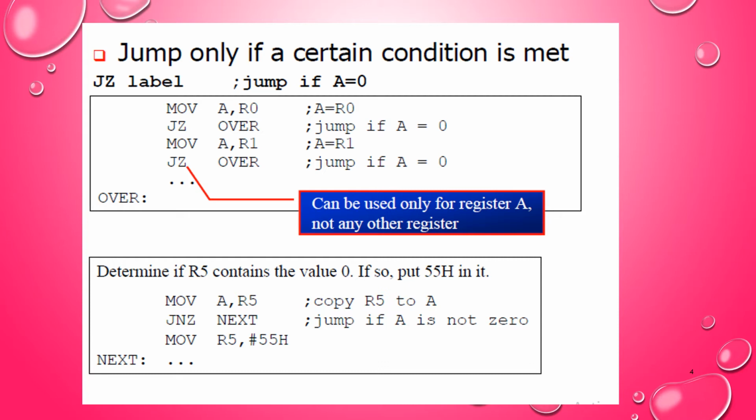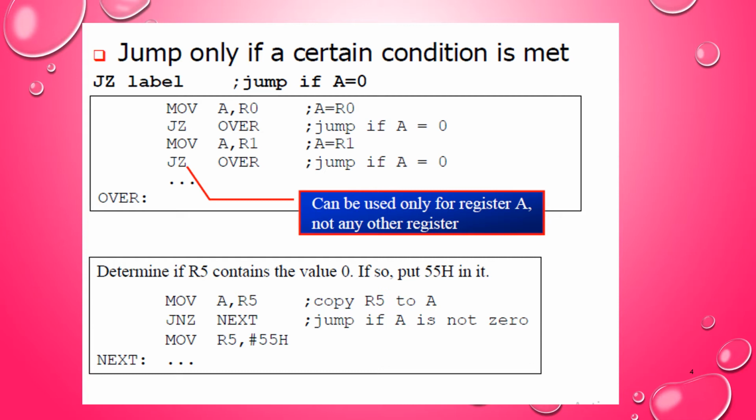Now the second thing is simple: determine if R5 contains the value 0. If so, put 55 in it. Something I have written: MOV A, R5. So copy R5 into A and now check the accumulator. So JNZ: if A is not 0, jump. JNZ is jump if not 0. MOV R5, #55. So if not 0, go to the next instruction, and if it is 0, then you have to copy 55 into the R5 register.